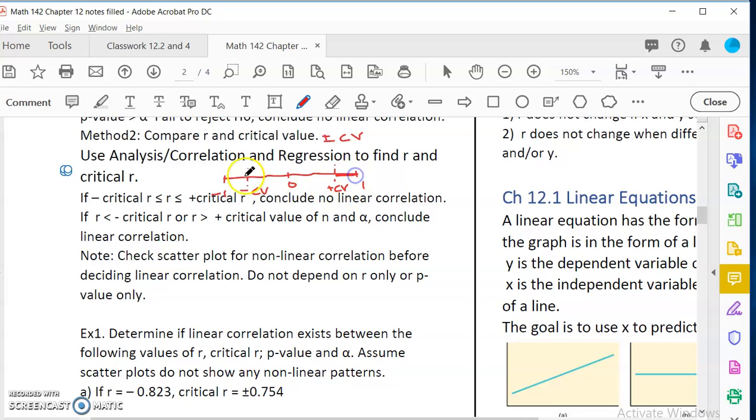If R is out here, beyond the threshold and close to 1, that is linear correlation. You do not want it to be close to 0. Close to 0 for R is no correlation. So this is negative linear correlation. You want it to be at the two sides. We don't say that it has to be big, because when it is close to -1, it's small also. So it's the two sides for linear correlation. When it is in the middle, there's no linear correlation. It might have other correlation, but no linear correlation.